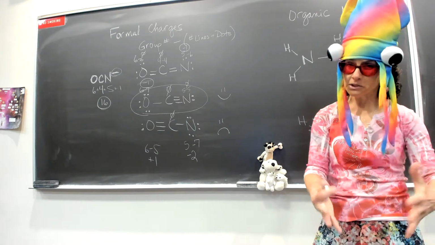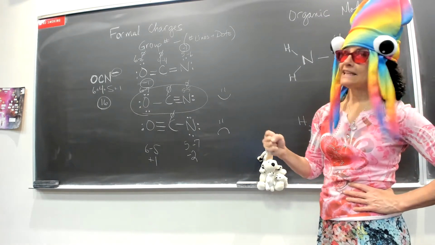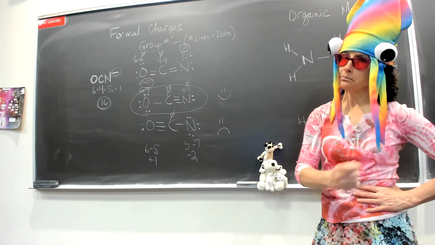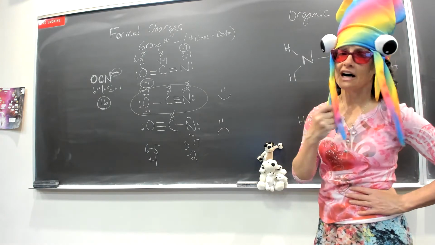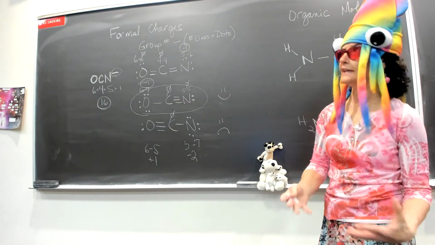So on a midterm, when I ask that question or on your worksheet, you don't just say because the negative's on the oxygen, you would get most credit. You would say it's on the oxygen because the oxygen's the greediest or the most electronegative.